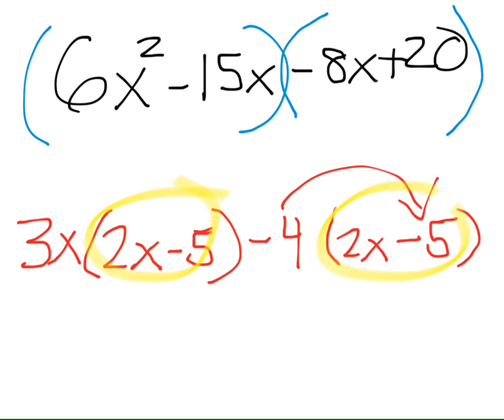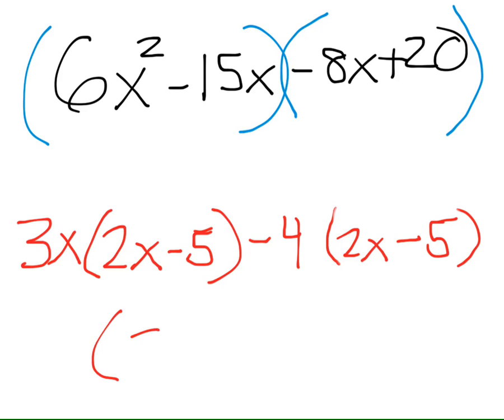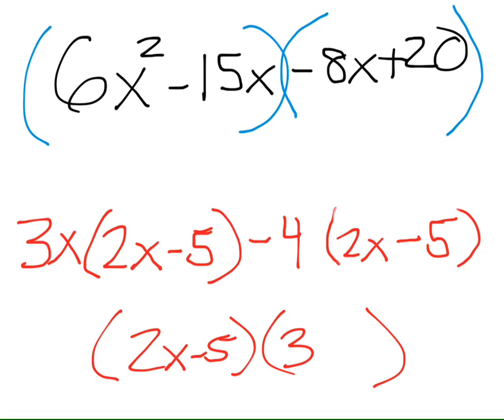Now, are these two the same? Yeah, they are. 2x minus 5, right? So 2x minus 5 will be one of my binomials. The other one is what I factored out: 3x minus 4.